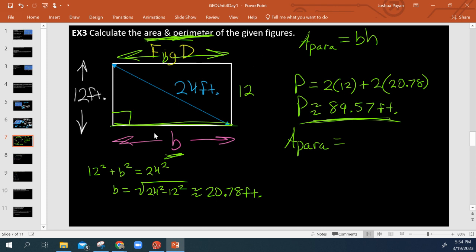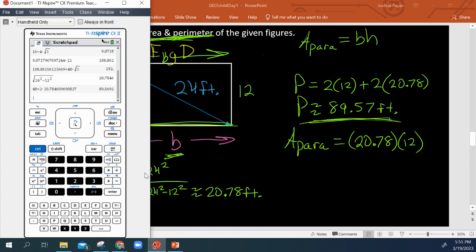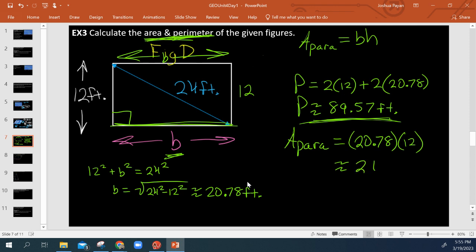is going to be equal to base times height. So that is simply going to be the 20.78 times the height of 12. Right? Throw that in the calculator as well. So I'm going to copy and paste again times my height of 12. And we get 249.42. And that is in square feet now.